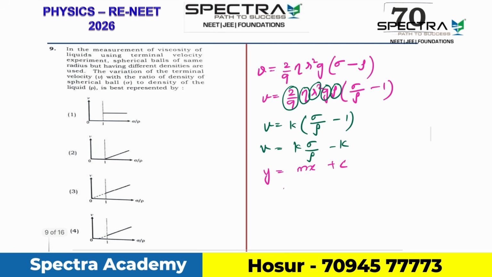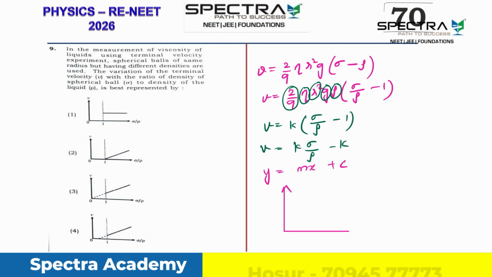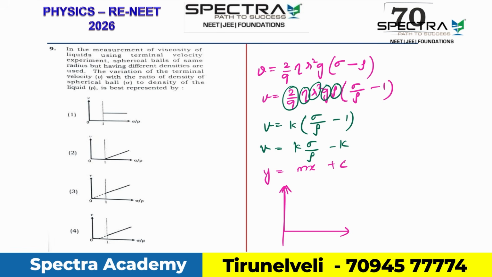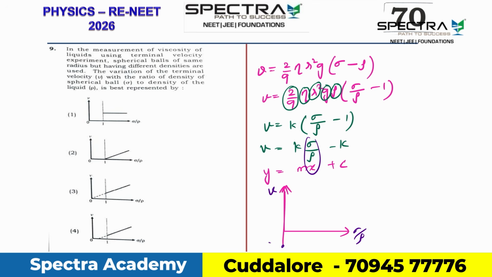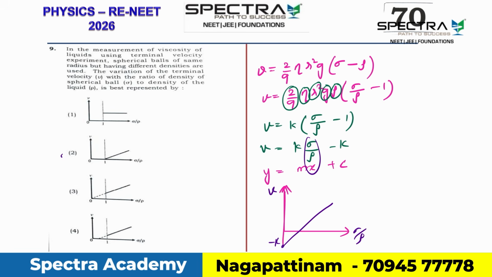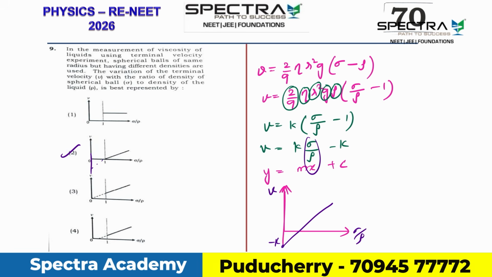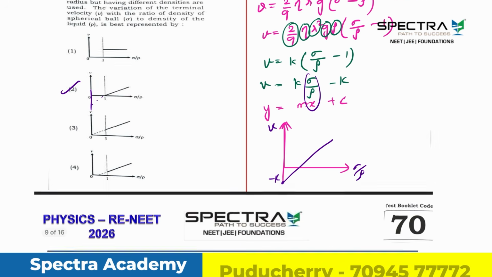So on the y-axis you should have velocity, and on the x-axis sigma by rho. Positive slope but negative y-intercept, minus K. Negative y-intercept and positive slope. So the right answer will be the second option. Understand? Second option will be the right answer. Ninth question, option 2. Question number 10, students.